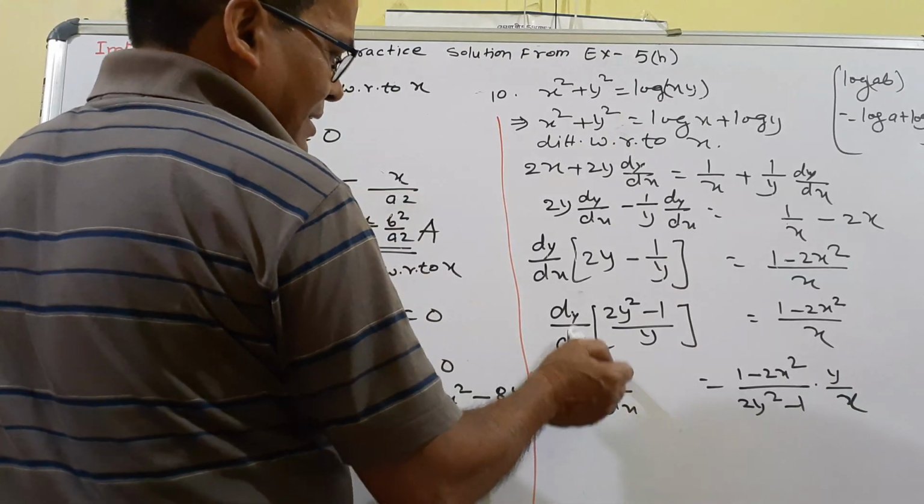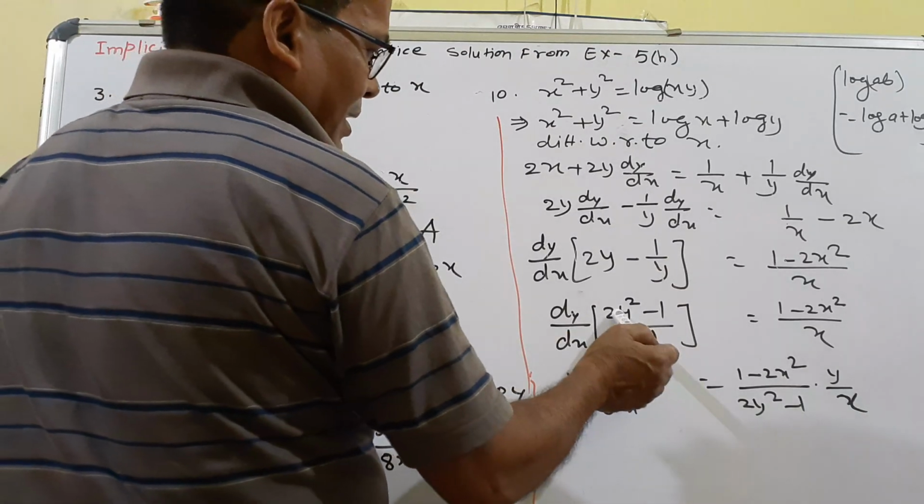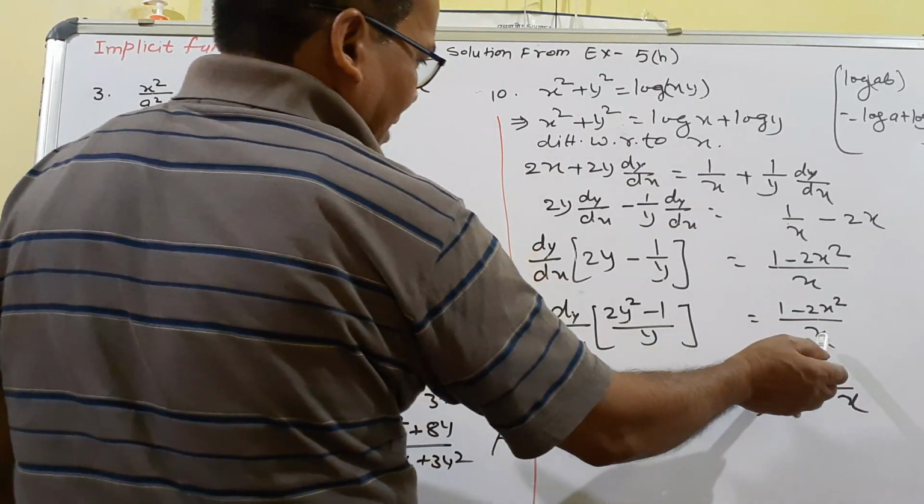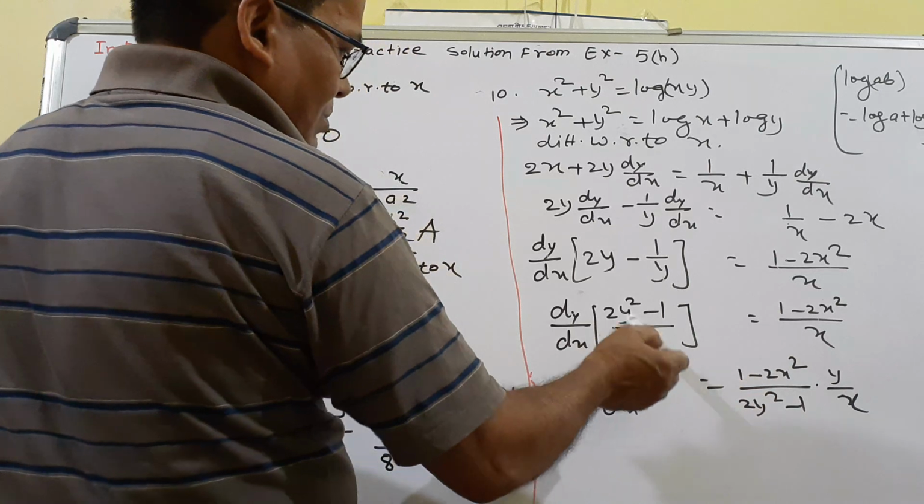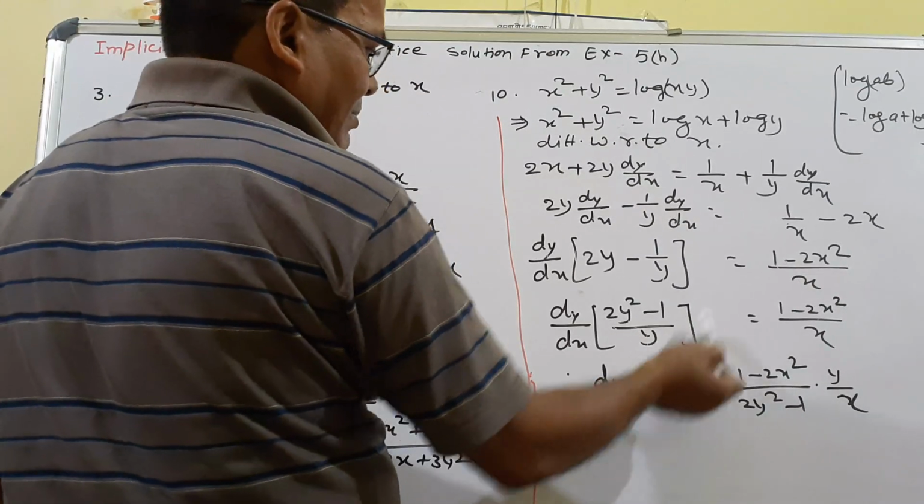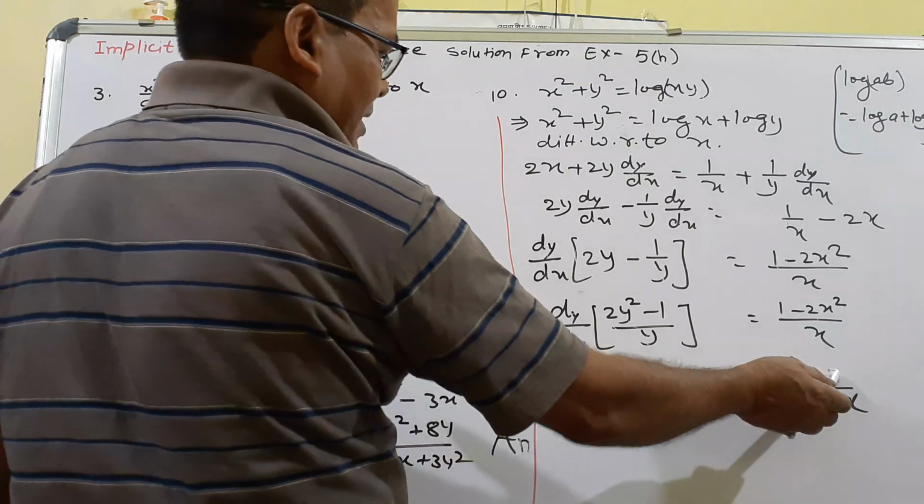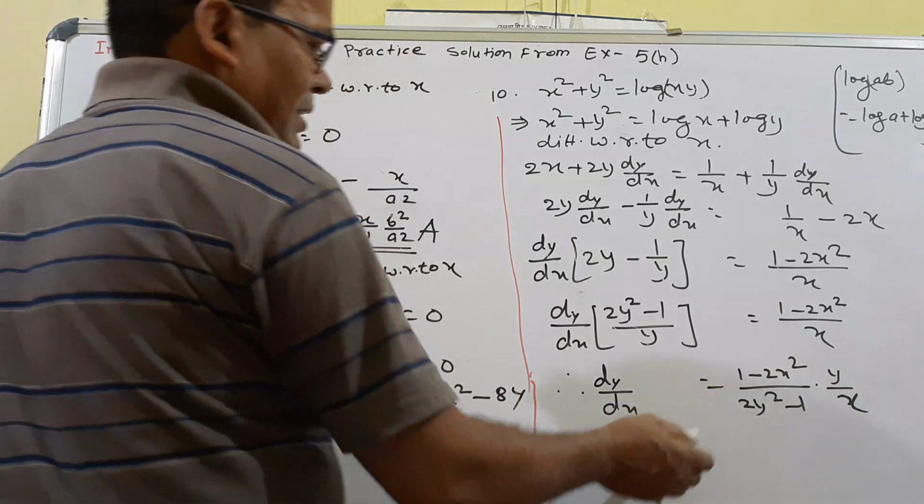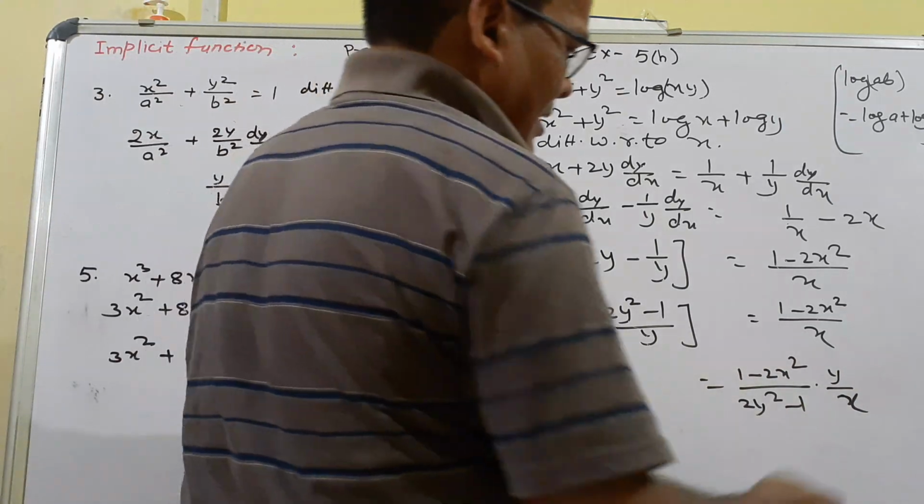Then dy by dx is equal to, this part you can send to that side, you will get 1 minus 2x squared divided by x, whole divided by 2y squared minus 1 divided by y. So y will go up, the denominator will be the numerator and the numerator will be the denominator. And finally dy by dx is this, this is the answer.